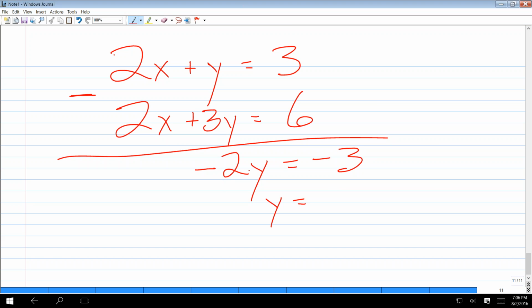We have to divide both sides by negative 2. In other words, here's what we're going to do. We're going to divide that side by negative 2, which means I have to divide that side by negative 2. So y ends up being 3/2, positive 3/2. Okay. Now, let's look at this same problem again.